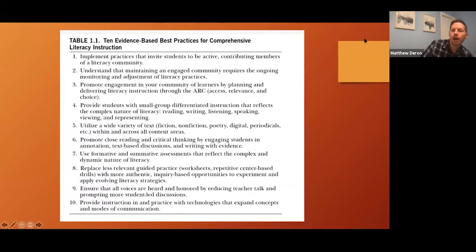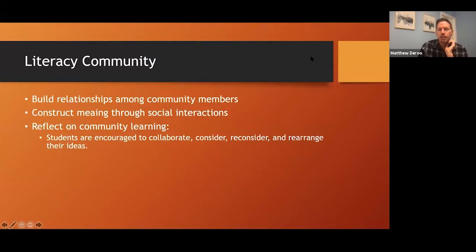Okay, so now we will start to look at each of these 10 comprehensive best practices for literacy instruction. We begin with the idea of a literacy community, right? This idea of literacy community is the fact that we're extending beyond the walls of the classroom. So as teachers, can you build relationships among the local community? And how can the local community also shape and support the teaching of literacy?